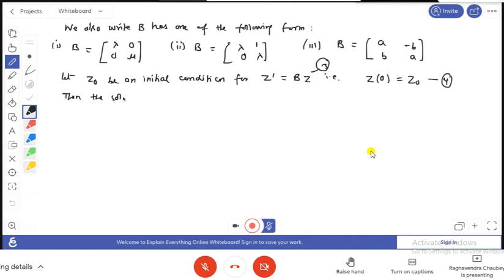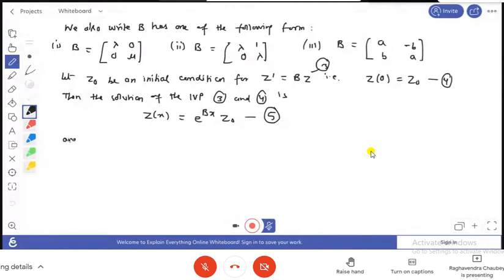the solution of the initial value problem, and you know what the solution is. This is Z, a function of x, equals e to the power bx times your initial condition. You know that this is the solution of the initial value problem. And B has 3 different choices.